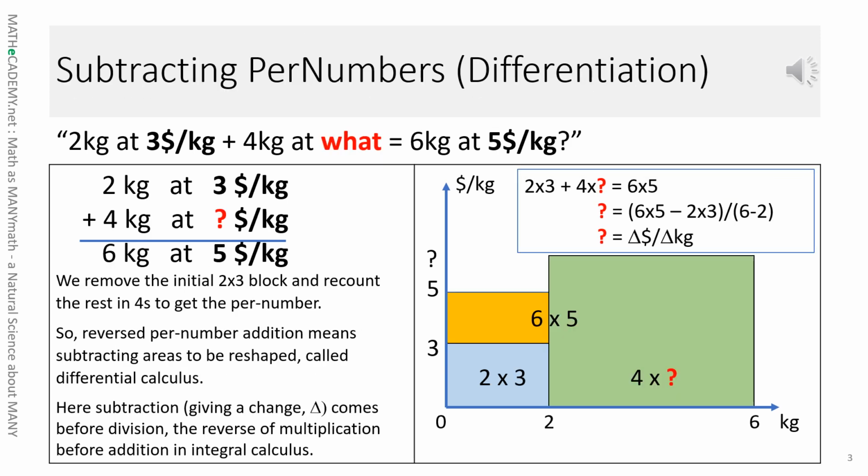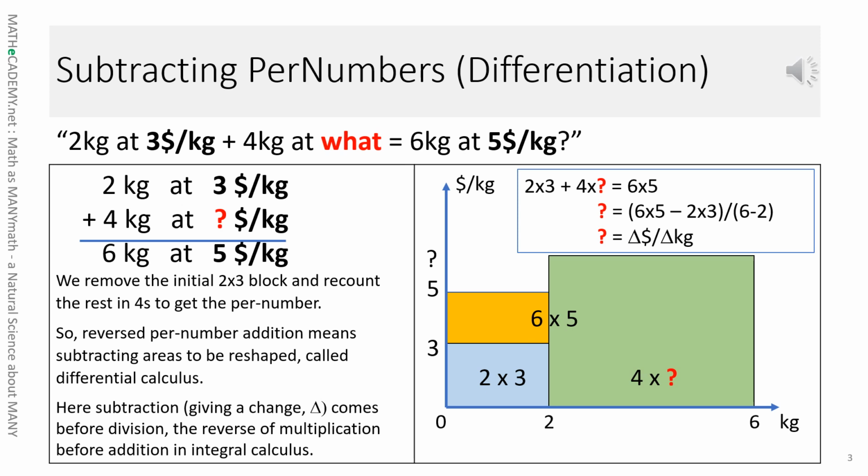Subtracting paranumbers is called differentiation. Reversing adding paranumbers, we ask, 2 kilograms at $3 per kilogram, plus 4 kilograms at what, gives 6 kilograms at $5 per kilogram? We first pull away the initial 2 by 3 block, before we recount the rest, in fours, to get the paranumber. So, reversed paranumber addition means subtracting areas, to be reshaped, called differential calculus.